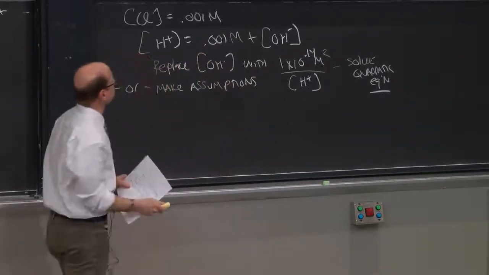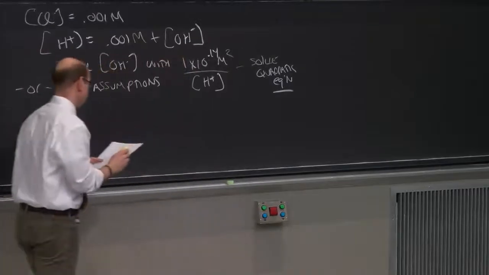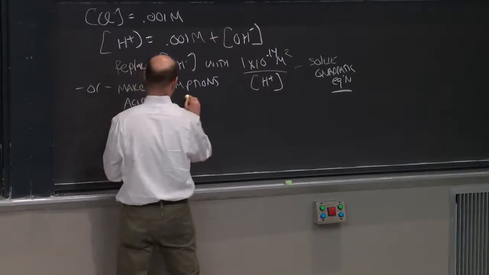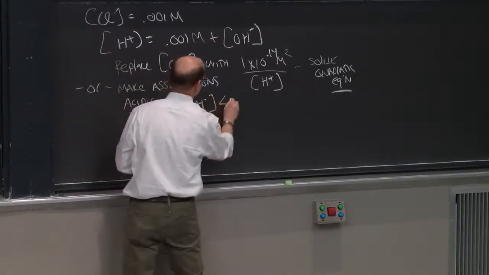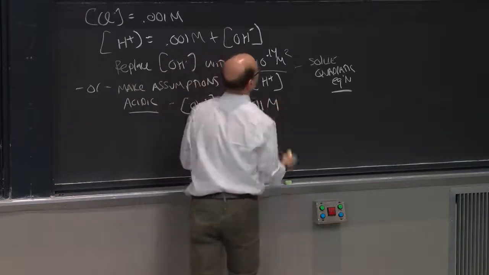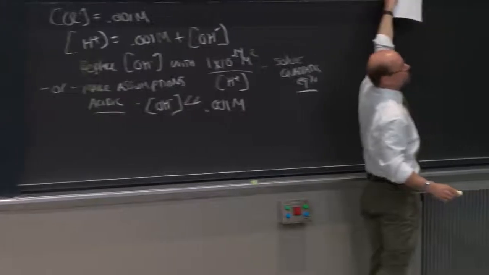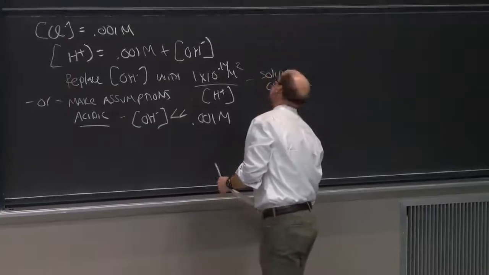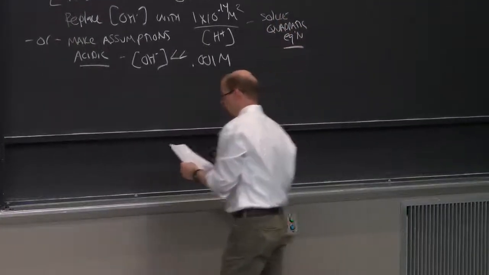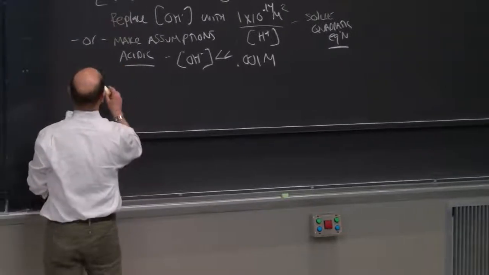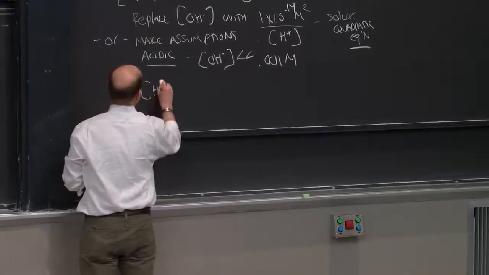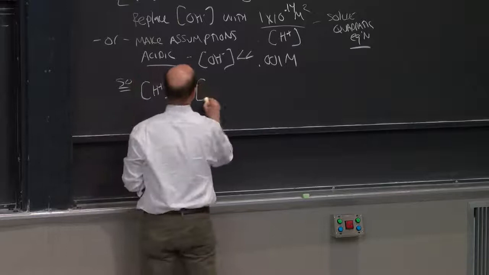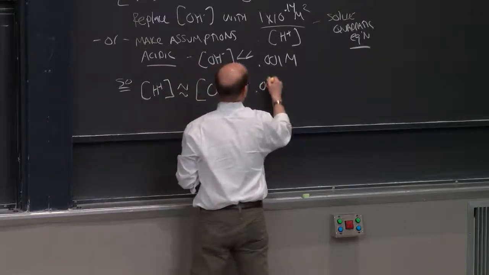I can assume, for example, that since it's an acidic solution, then clearly you would agree that the concentration of OH minus is a lot less than 0.001 molar, right? So the concentration of hydroxide anions is a lot less than the concentration of chloride anions. So I can just neglect this, right? So the proton concentration, therefore, is going to be approximately equal in this case to the concentration of chloride anions, which is equal to 0.001 molar, right?